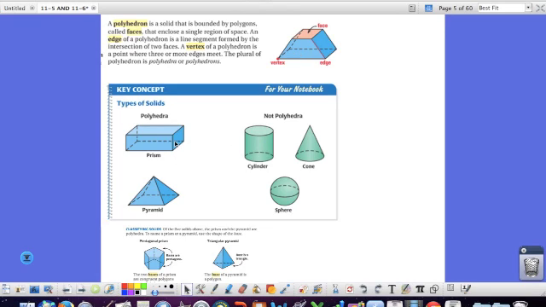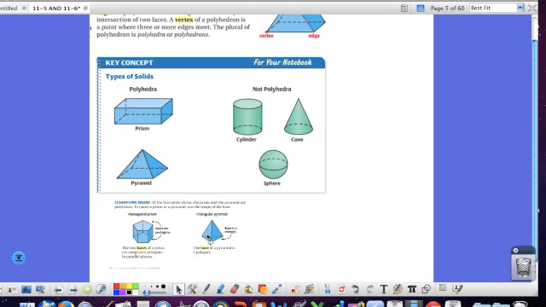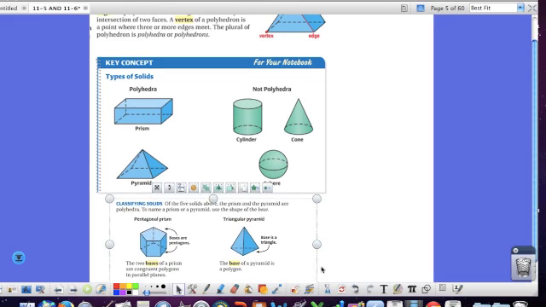So you'll notice here are two types of solids that are polyhedra. Here are ones that are not, because they have circles in their dimensions. And when we classify solids, this is a little small down here, let me see if I can make this a little bit larger so you can see it better. But of the 5 solids above, the prism and the pyramid are polyhedra.